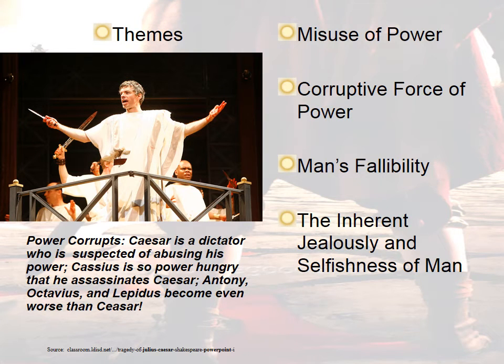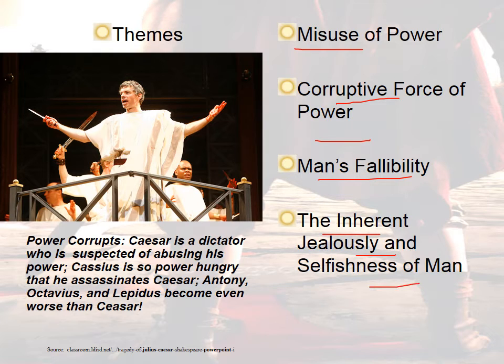So let's look at some of the themes that emerge in this play. You want to keep these in mind because theme is always a question that's asked in the online school questions, whether it's a journal or a test. So keep these in mind and be able to explain them. Some of the themes are misuse of power, corruptive force of power, man's fallibility, the inherent jealousy and selfishness of man.